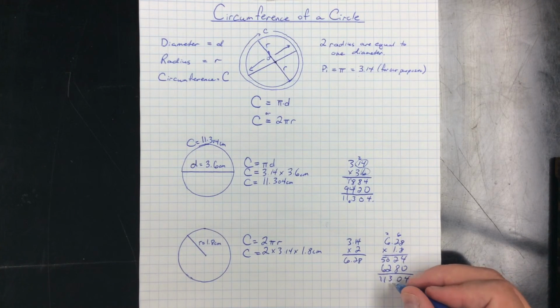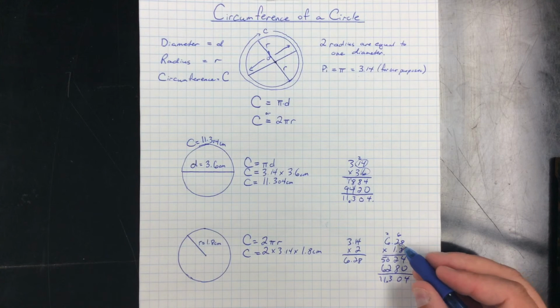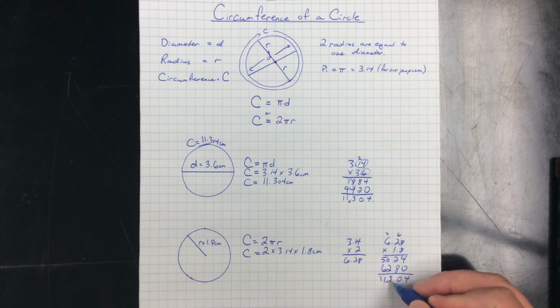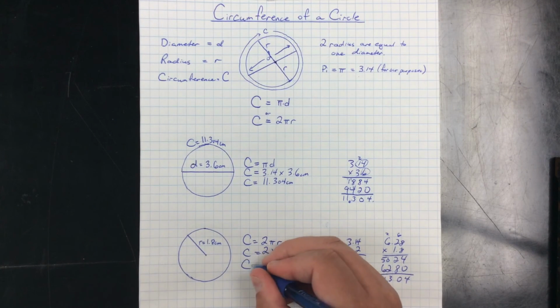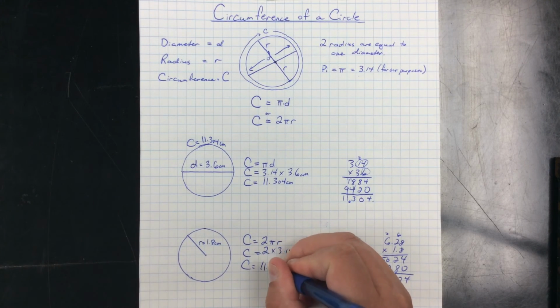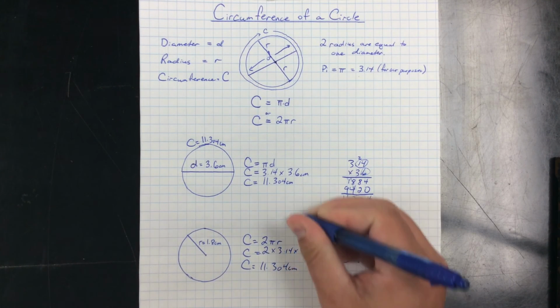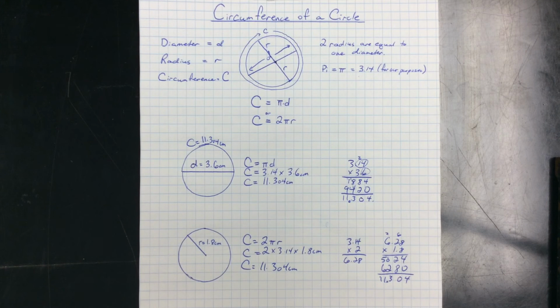And I get the same answer of 11.304, with my 1, 2, 3 decimal places. So my circumference is equal to 11.304 centimeters, which is what I got before using the other formula.